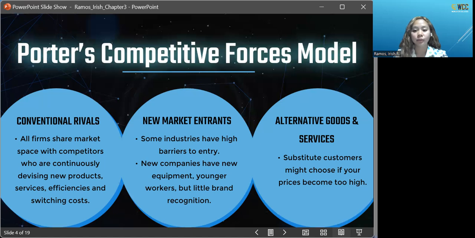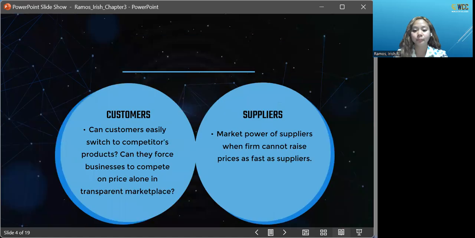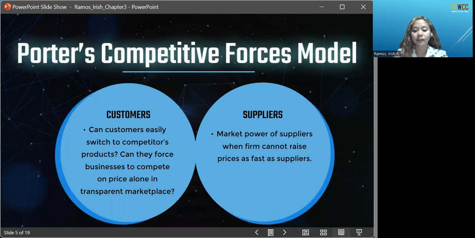Next is substitute goods and services. There are alternatives that our clients might choose if our prices rise too much in almost every business. Every day, new technologies give rise to new replacements, like how CD-based music is replaced by internet music services that enable you to download songs to an iPod. The fourth force is customers.